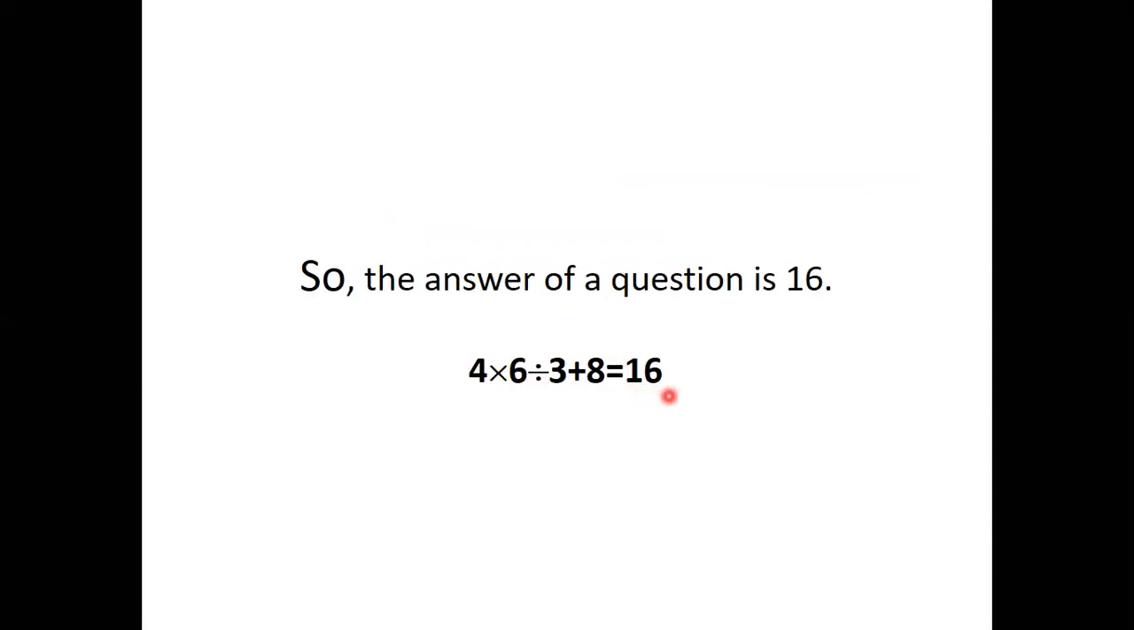That is correct. If you don't follow the DMAS rule and you start your question from this part, first you will multiply and then divide, and then you will not get the right answer. Your answer might be very much different from my answer, that is 60. So whenever you see such equations in which there are more than two operations, you have to follow the DMAS rule.